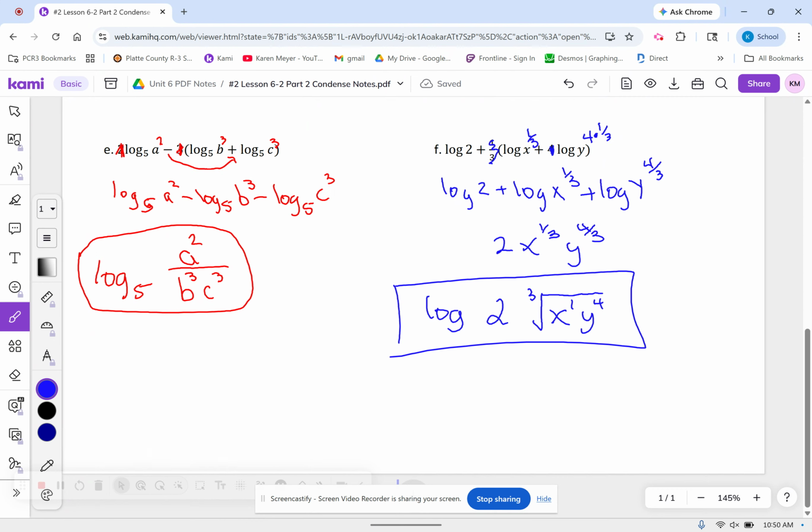So remember, like I said with this one, it is backwards from expanding. So condensing, you start with numbers in front, they go up as powers. Adding changes to multiplying, subtraction changes to division, and then just remember, no fraction powers. Fraction powers must be changed into roots.